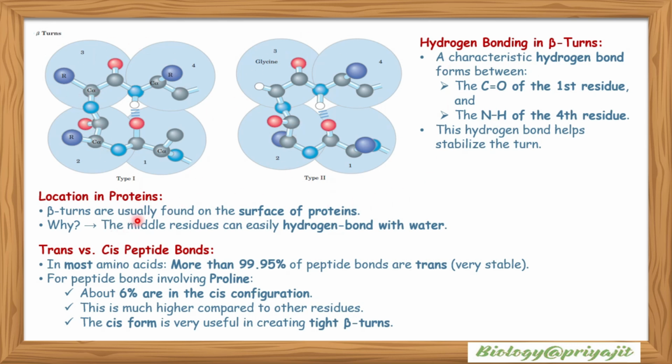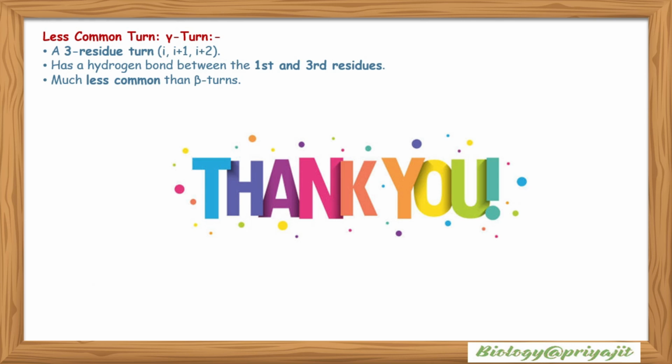Location in protein: beta turns are usually found on the surface of proteins because the middle residues can easily hydrogen bond with water. Trans versus cis peptide bonds: in most amino acids, more than 99.95% of peptide bonds are trans, which are very stable in nature, but for peptide bonds involving proline, about 6% are in the cis configuration, and this is much higher compared to other residues. And the cis form is very useful in creating tightly packed beta turns.